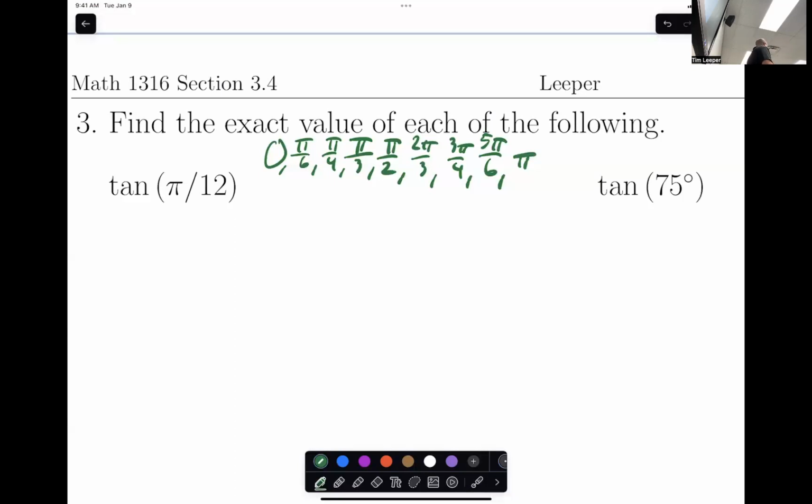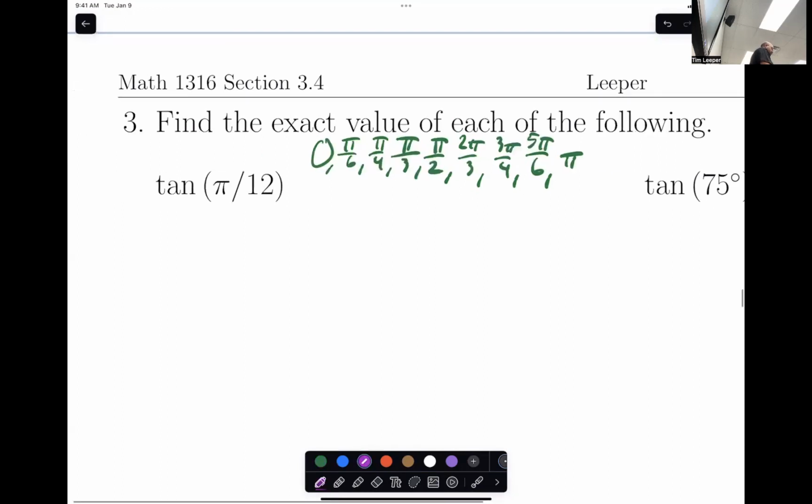Cosine and sine. Okay. Good. Now, for the tangent of pi over 12, we need two values that can give us pi over 12. Notice that that's a small number, right? So we're probably going to need to use subtraction here. We need a tangent of a difference.